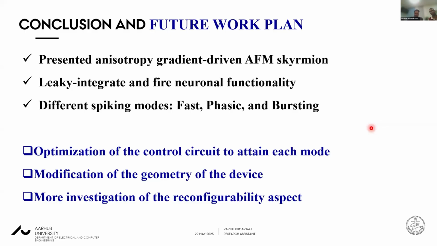If we come to the conclusion, so far we have presented the anisotropic gradient that we engineered in a 200 nanometer nanotrack to drive the AFM Skyrmion. We have also seen the LIF neuronal functionality, how it works in our case, and we have observed different kinds of spiking modes based on their spiking patterns: fast, phasic, and bursting.